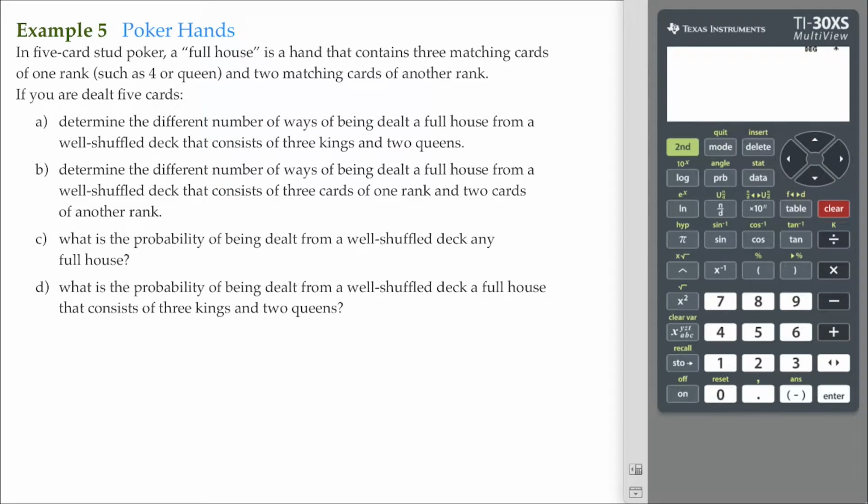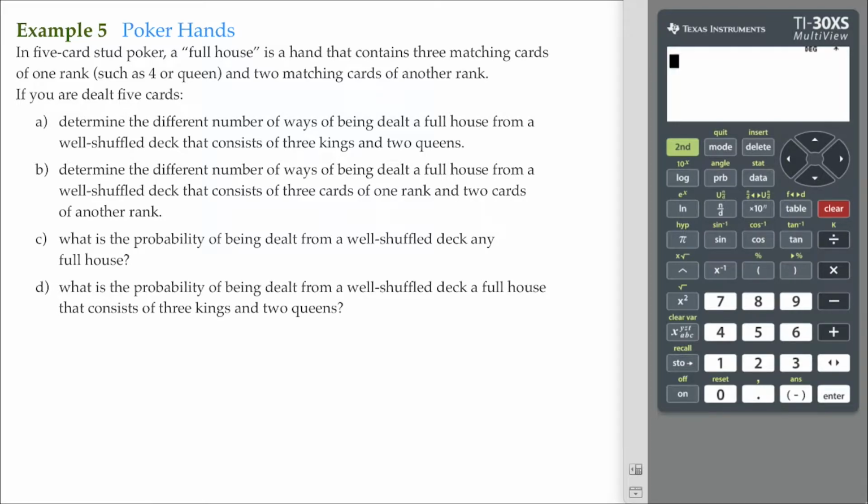So in this example for poker hands, it states, in 5-card stud poker, a full house is a hand that contains 3 matching cards of one rank, and a rank is a value of the card, such as a 2, 3, 4, etc., all the way up to an ace, and 2 matching cards of another rank. If you are dealt 5 cards, and then we have these 4 questions here.